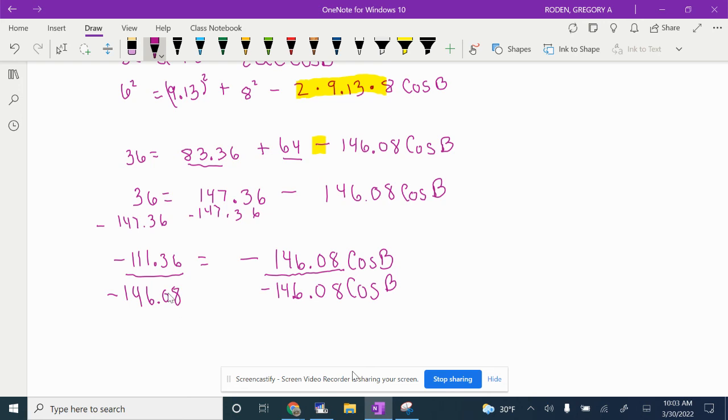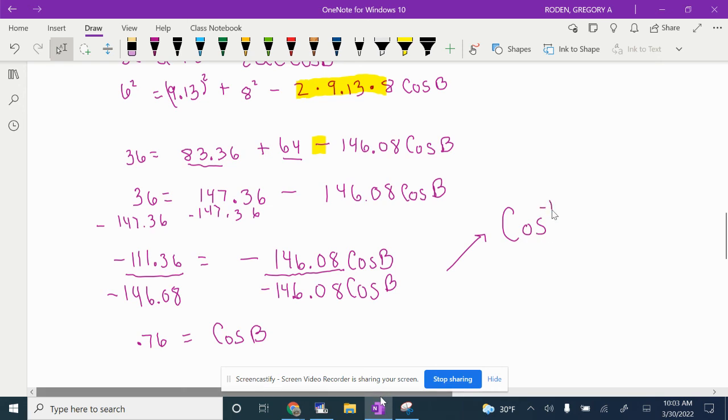So we're going to get, what is this, 146.08. Now I hear Martin's in my ear. What are you giving me, Martin? 0.76. We're getting 0.76 equals the cosine of B. Now, what are you going to do? We're trying to find the angle, so we're going to take the arc cosine or inverse cosine of both sides. So this whole problem boils down to taking the inverse cosine of 0.76.